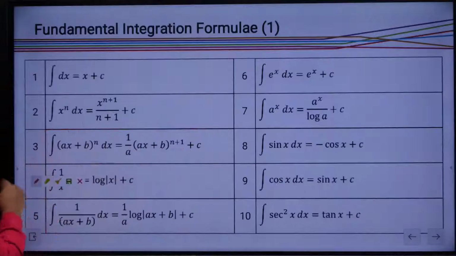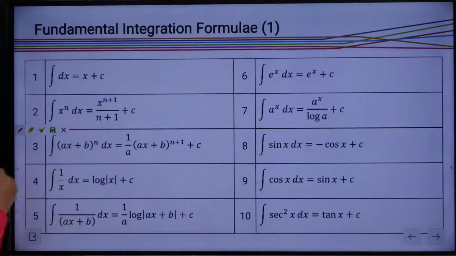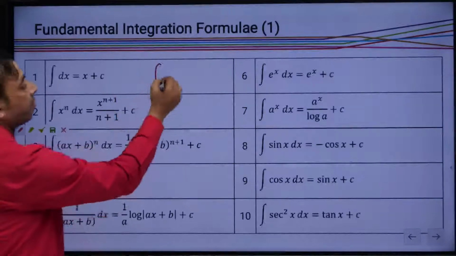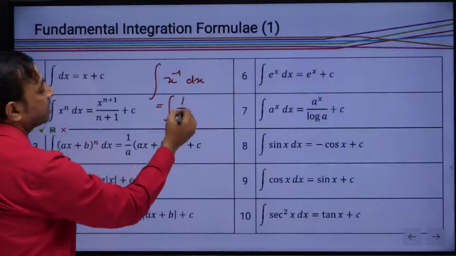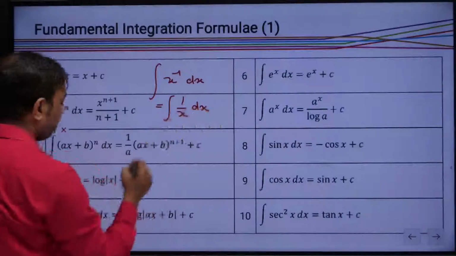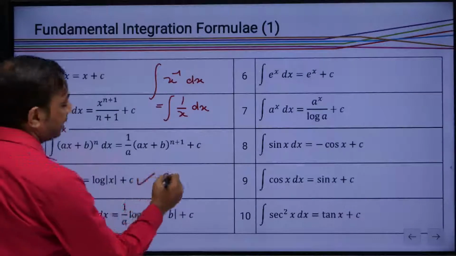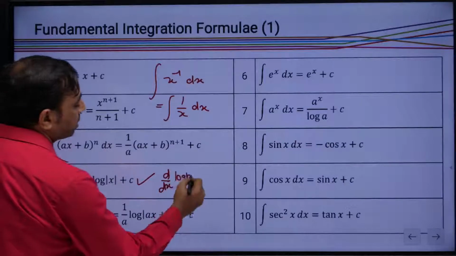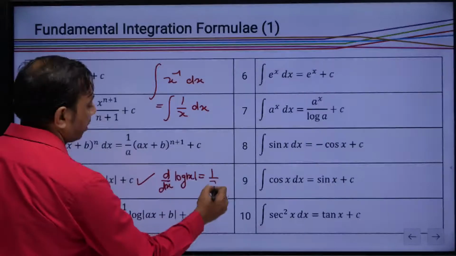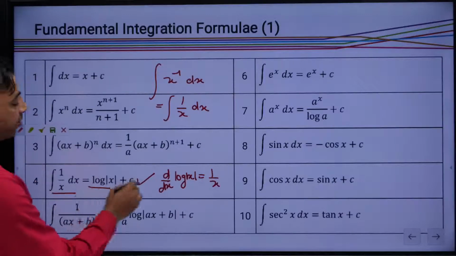A similar formula, another formula, for 1 upon x dx. It's a special formula. In case of integration, we never integrate x to the power minus 1 dx. We need to write this integration as 1 upon x, and the answer we got is log x. Because the derivative of log x is 1 upon x, that's why the integration of 1 upon x is log x plus c.